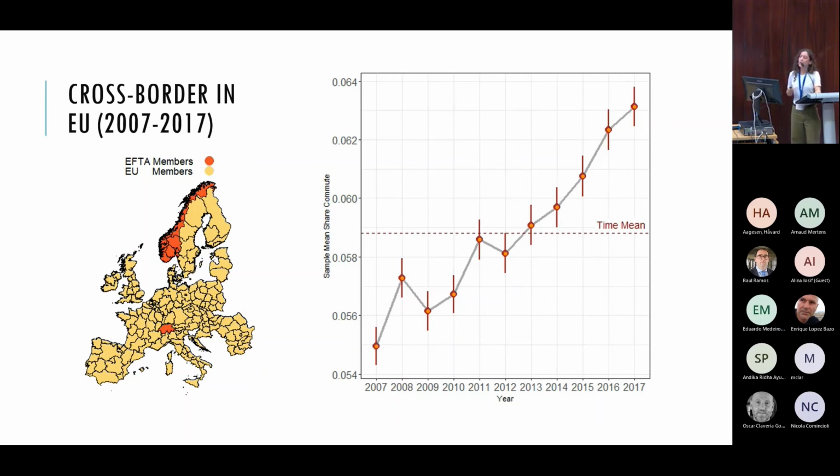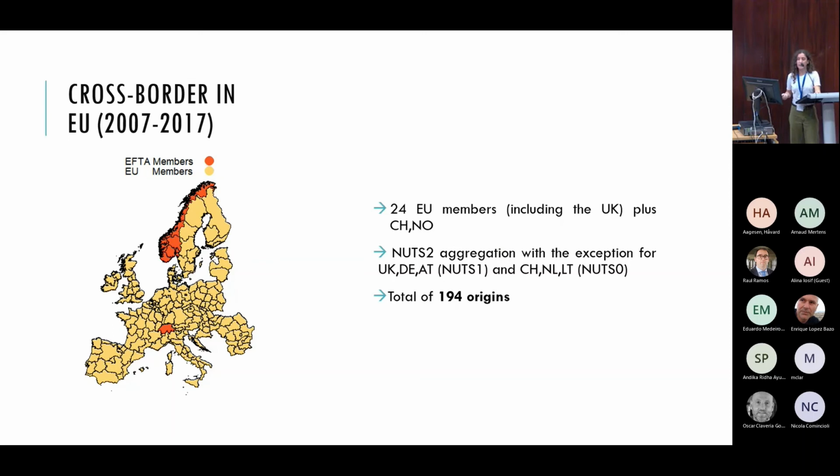We can now have a quick look at some useful information before moving to the most empirical part. Here on the left-hand side, and I will start with this, is our final sample. We will cover 24 EU members plus Switzerland and Norway. As we said before, whenever possible we will consider the NUTS 2 level aggregation, and this was not always possible, unfortunately. But even though we consider some nations, so some origins, at NUTS 0, those are pretty small, so we can still proceed smoothly. We're going to end up with a total of 194 origins.